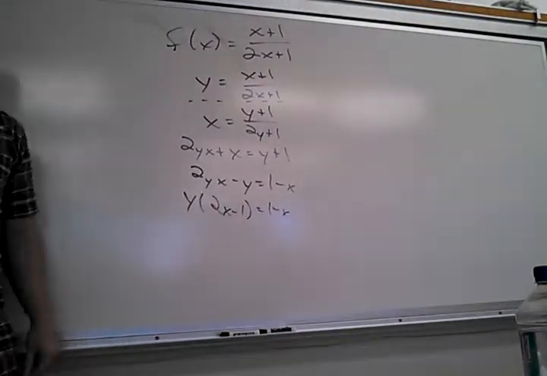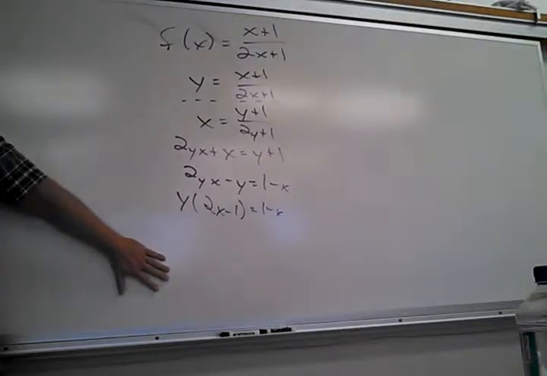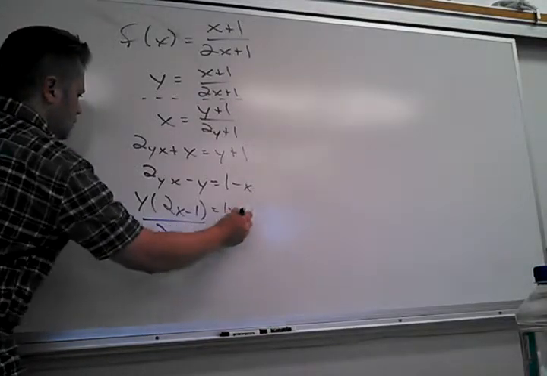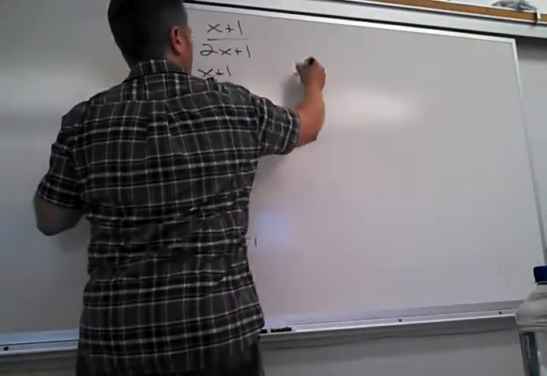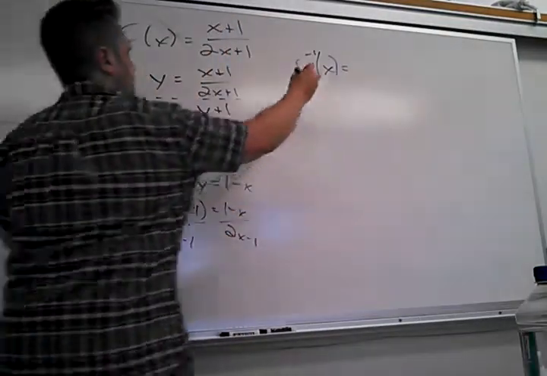And then of course the last step. Divide by 2x. Yeah, the last step of solving equations is almost always divide. So we end up with f inverse is (1 minus x) over (2x minus 1).